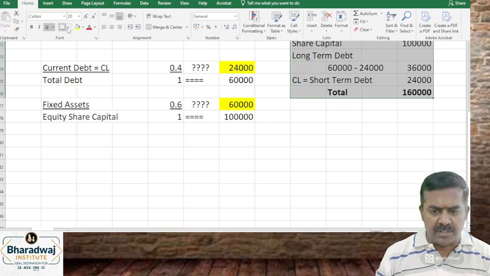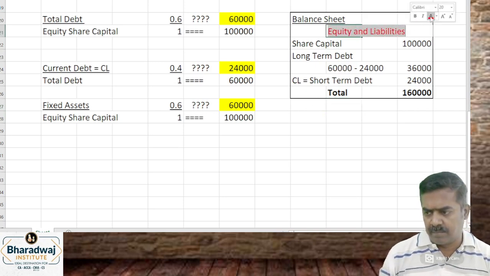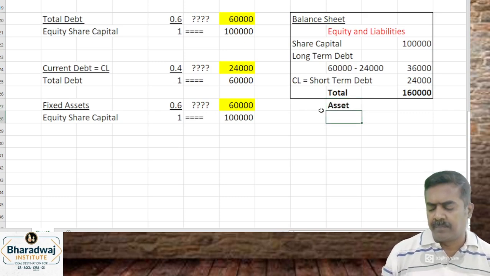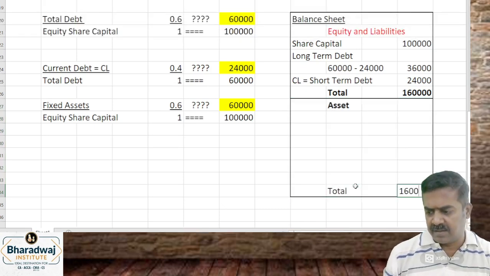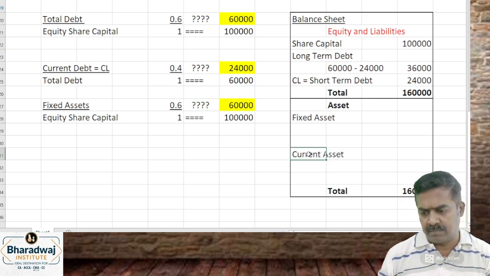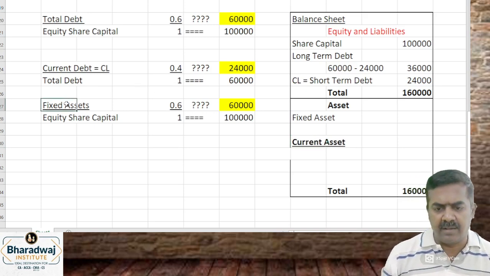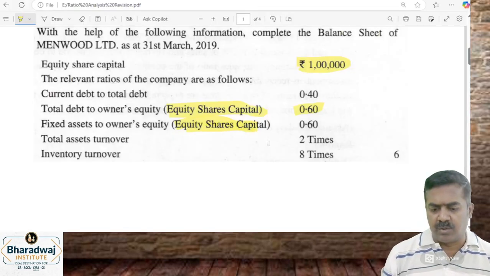We know total of assets should be equal to total of liabilities. So when the liability total is this much, the asset total should be the same, 1,60,000. Total of liability should be equal to total of assets. Now we have to find out what is fixed asset and current asset. How to do that? We have not worked out current assets or fixed asset, but some ratios are given. Fixed asset turnover and total assets turnover are given.